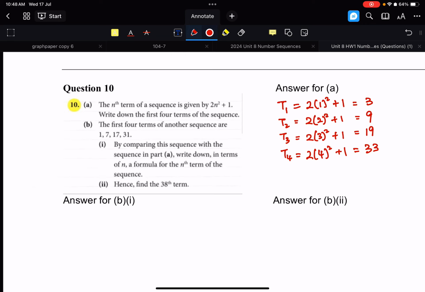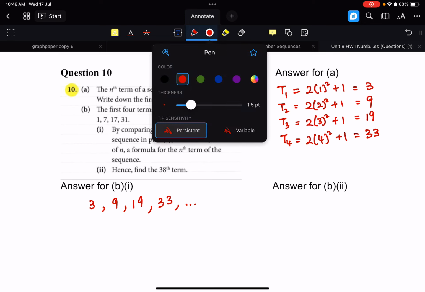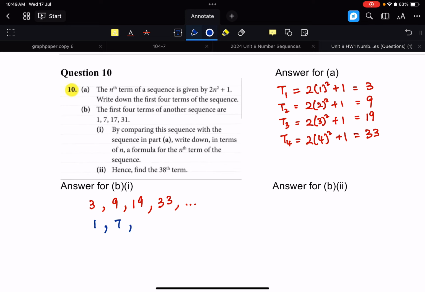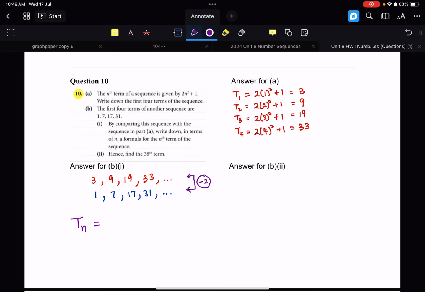So here we have the first 4 terms. Then part B says that the first 4 terms of another sequence are 1, 7, 17, 31. By comparing this sequence with the first one, write down the nth term in terms of n. The first sequence is 3, 9, 19, 33, etc. The second one is 1, 7, 17, 31, etc. When I compare them, I realize there's a difference of negative 2. So the nth term for the second sequence will simply be the pattern for the first sequence, 2n squared plus 1, minus 2. So the general term here is 2n squared minus 1.